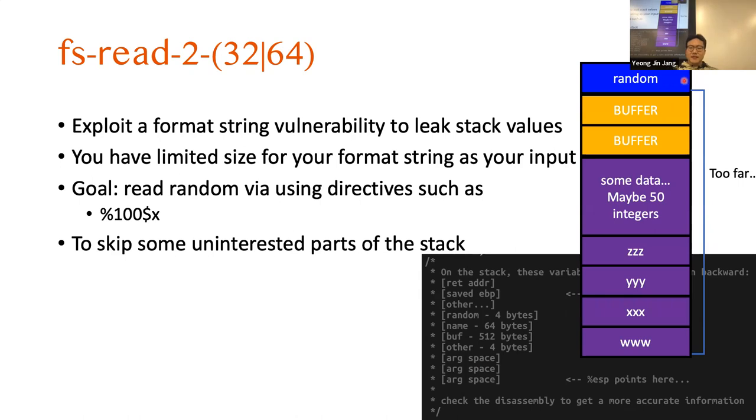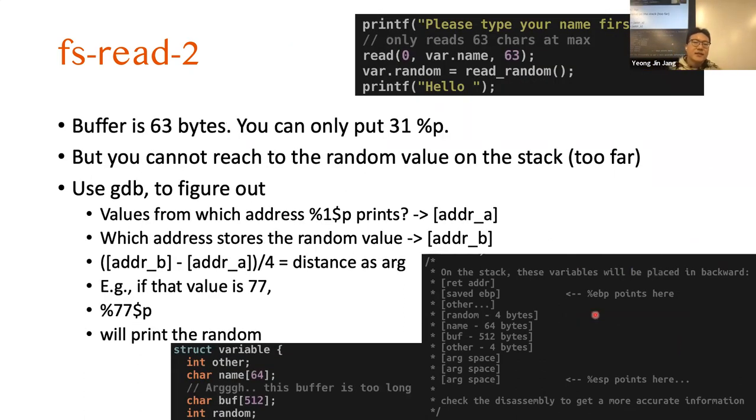So the length is too far. You cannot put percent P's in the 63 bytes of data. So putting percent P a lot will never work. So you must use that. With 63 bytes, we can only have 31 percent P's even if we remove all the spaces. So we cannot do that. And then you can calculate all the values. You can also use GDB to check where the value is stored and where the printf fetches the first argument. And then just subtract and divide it by 4 for the 32-bit, divide it by 8 for the 64-bit to get the exact number for this one.